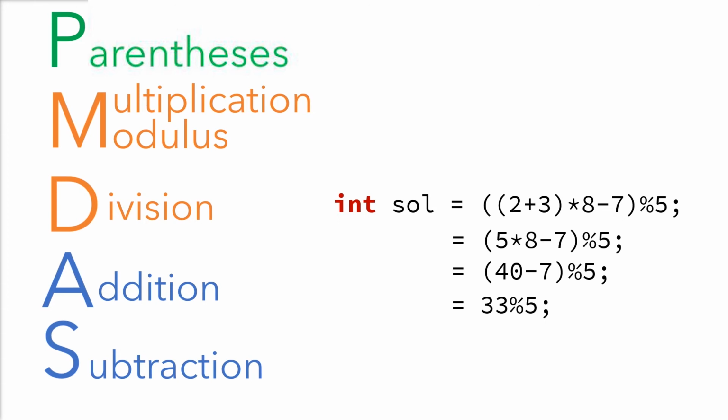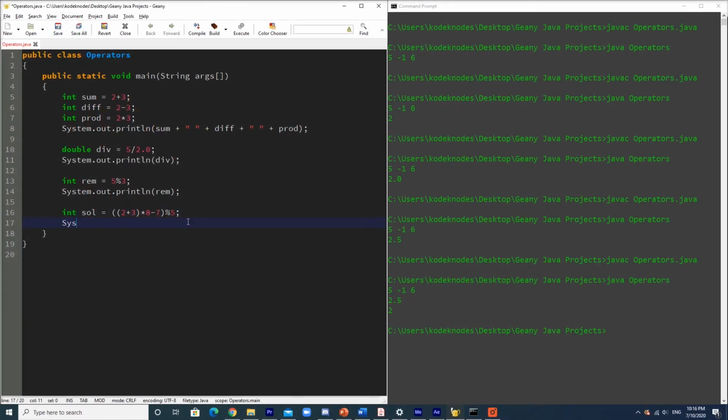There's still the modulus 5 to a value after the outermost parentheses. Using what we learned about the modulus math operator, let's find the remainder when we divide 33 by 5. So that should be 3. And we can print out typing System.out.println(sol). Compile and run the code, and there you go, we get 3.